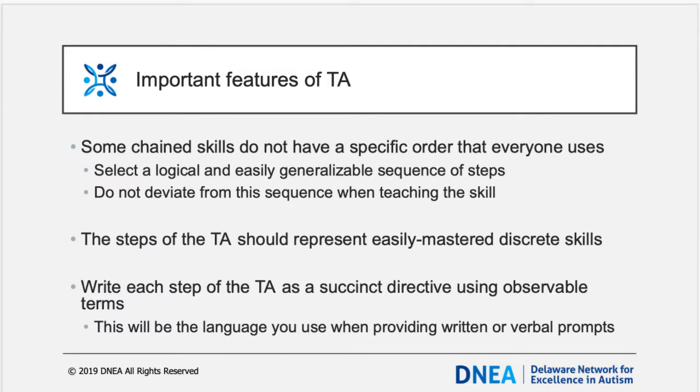The steps of the chain skill should represent easily mastered discrete skills. Completing each discrete step will cue the learner to begin the next step. When you are designing a task analysis, you should record each step as a succinct directive using observable terms that are meaningful to the person you are supporting. This is the language that you will use if you need to give a written or verbal prompt.